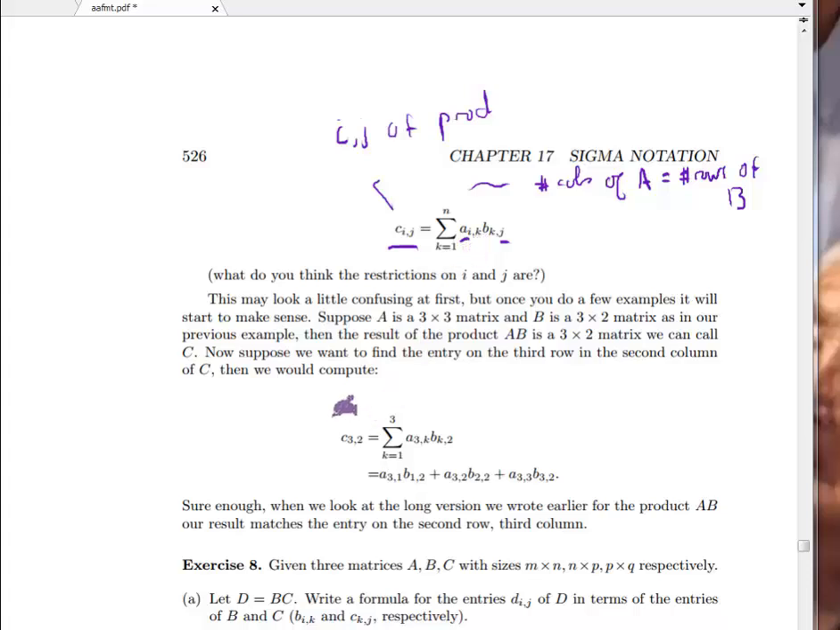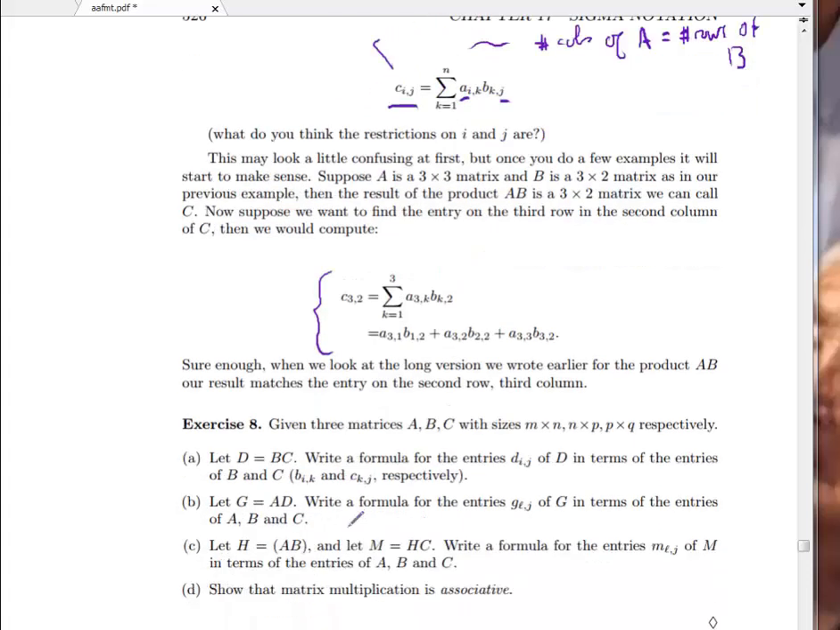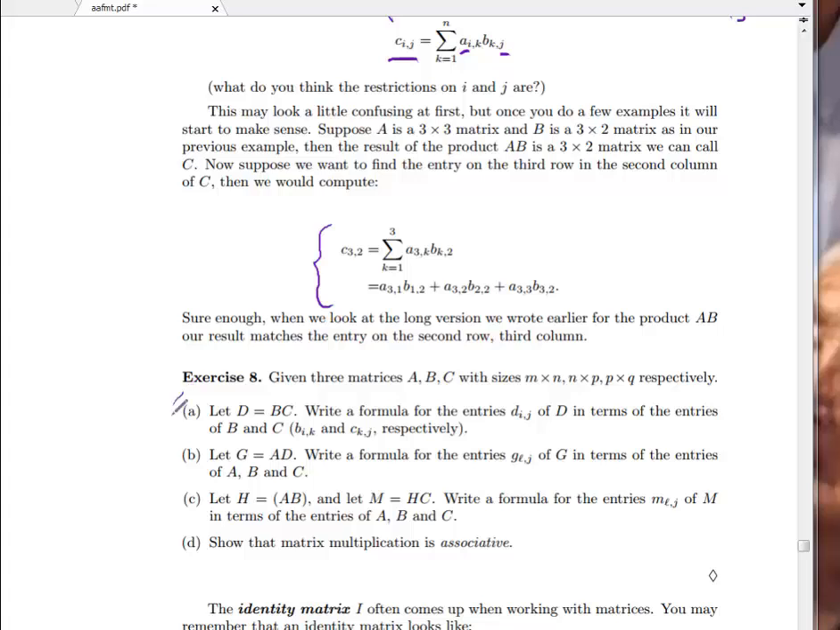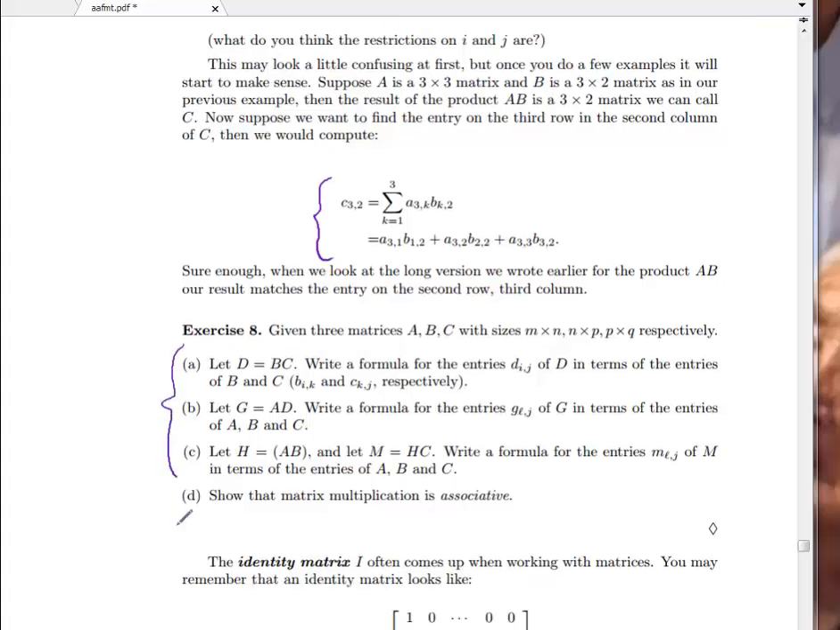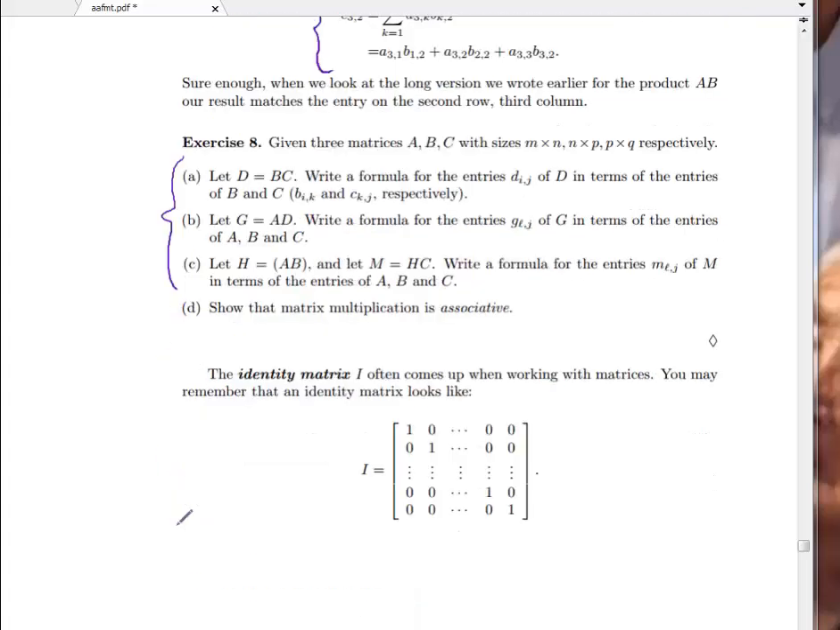All right. Here's another example. And here are some exercises for you to practice with other matrices. And you'll show that matrix multiplication is associative. Some special matrices you may be aware of: this is the identity matrix. It has 1s on the diagonal and 0s everywhere else.